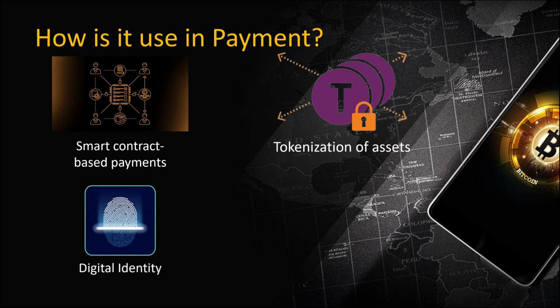Third is digital identity. Blockchain technology can be used to create a decentralized and secure digital identity system, which can be used to verify the identity of customers and prevent fraud. This can enable secure and efficient payments by ensuring that only authorized parties can access the funds. And lastly is instant payments. Blockchain technology can be used to facilitate instant payments, which are processed and settled in real time. This can enable faster, more efficient, and more secure transactions for all parties involved.